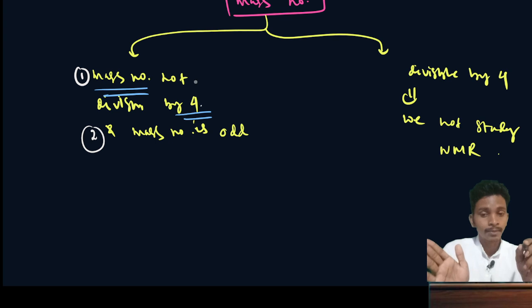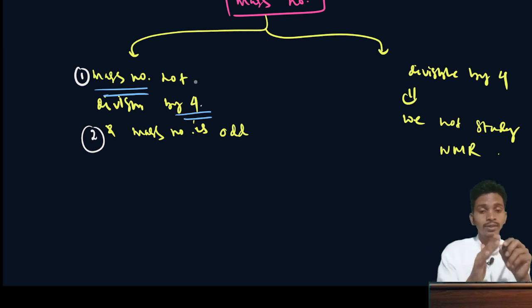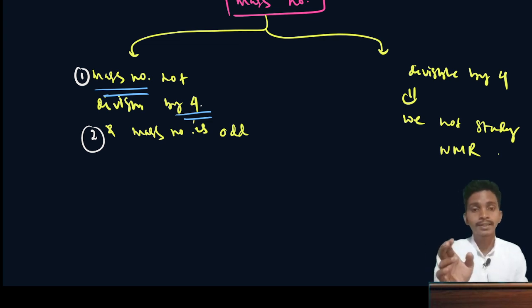And for getting sharp signals, the second condition is that the mass number should be an odd number. If it is odd, then we get sharp signals, that is spin equal to half, which we discussed in the previous class. So for getting sharp signals we have two conditions: the mass number is not divisible by 4, and the mass number is an odd number. If it is divisible by 4 completely, then we will not get NMR at all.